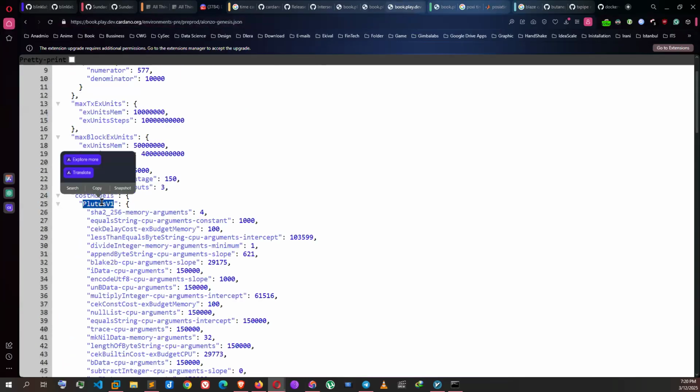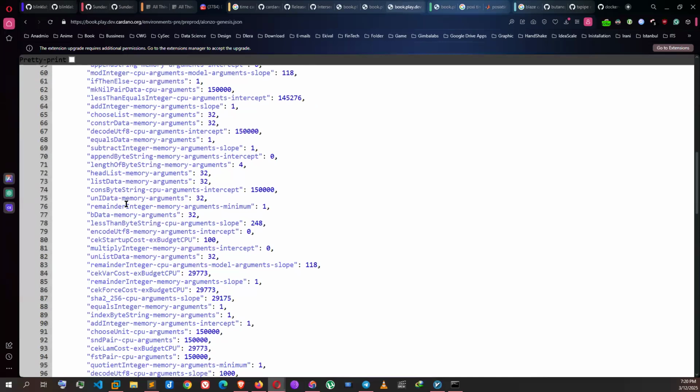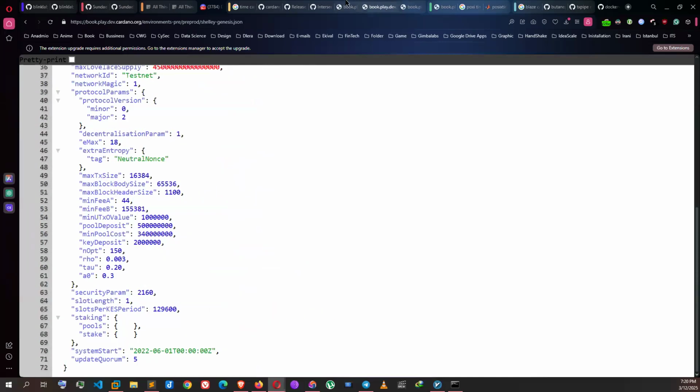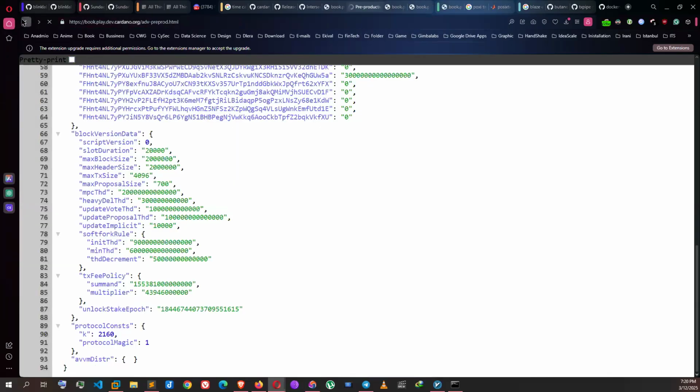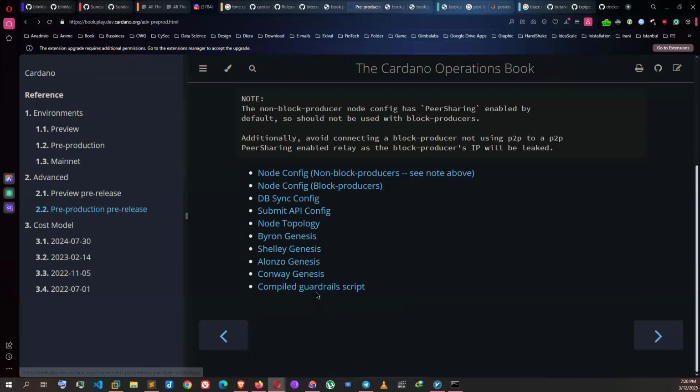Inside Alonzo, we have Plutus version 1. Plutus V2 came with Babbage. But where is Babbage? There's not a Genesis for Babbage. There's not a file because it wasn't necessary. I think they have the same cost model. Maybe Plutus version 2 has the same cost model as Plutus version 1.